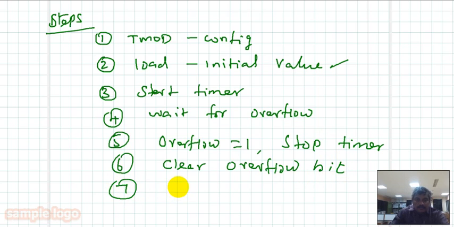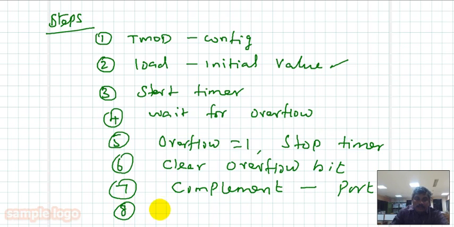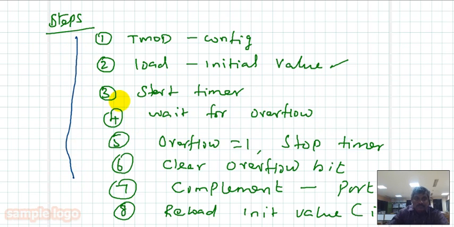Then you take complement, or set or clear any port, because through the port only you are going to generate the square waveform or delay. And you go to reload initial value, or go to step 2 if necessary, or if required. For any timer program, you are going to use only these 8 steps. That's all. If you remember these 8 steps, then you can write any timer program.